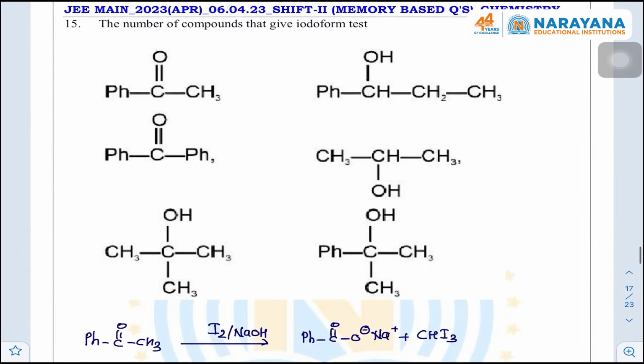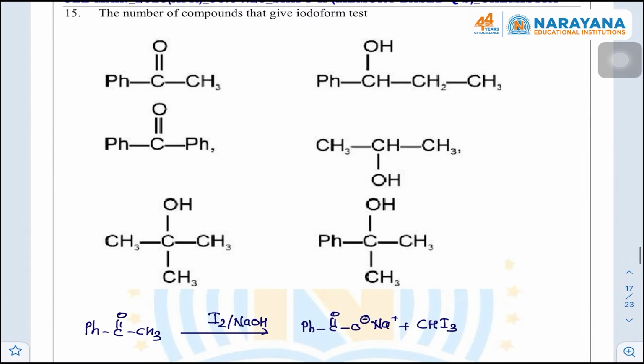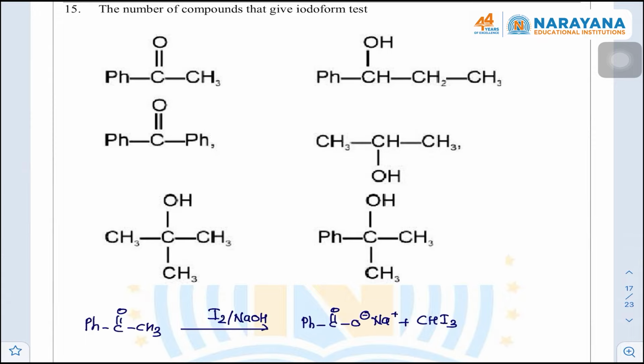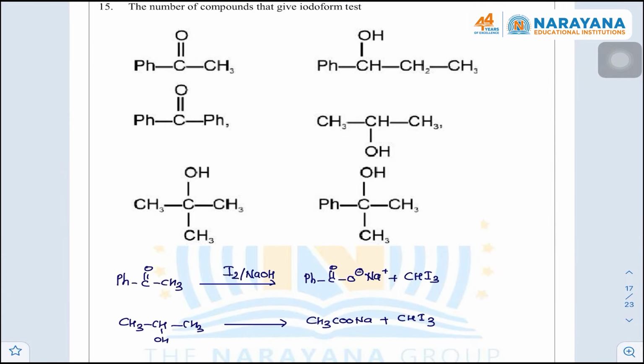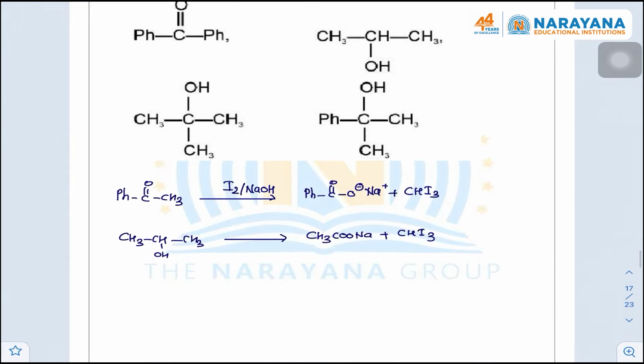Next question. The number of compounds that give the iodoform test. We know that methyl ketones will give the iodoform test. What is the iodoform test? Methyl ketones on reaction with I2 and NaOH will give CHI3. So this part will convert to what? Salt, RCOONa.